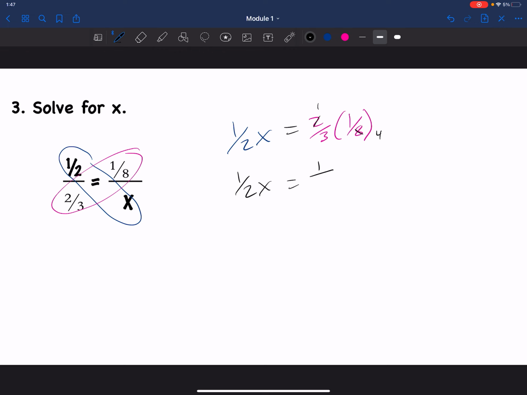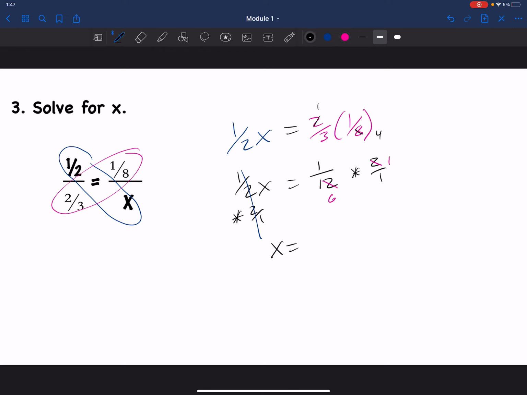So this becomes 1/12. And then to get rid of that fraction in front of x, that 1/2, I'm going to multiply by the reciprocal. So times 2/1, times 2/1. On this side, these will cancel. So I wind up with x equals, and then I can cross cancel here. And this is going to give me 1 times 1 is 1. 6 times 1 is 6. So my value of x is 1/6.